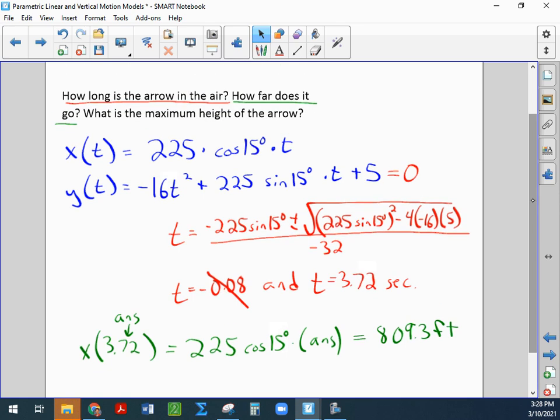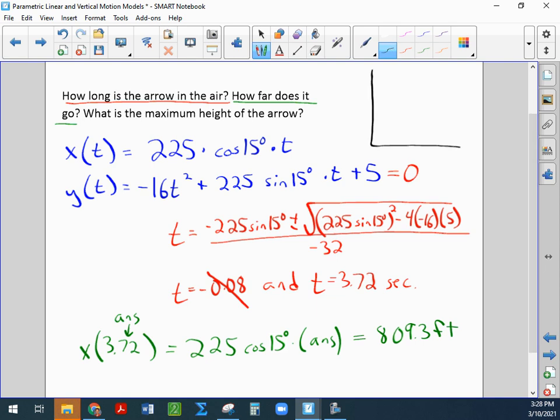What is the maximum height of the arrow? So for the maximum height, keep in mind what we have is a quadratic. What some people do is they'll take where it hit the ground at 3.72 seconds, and they'll say, well, the maximum height is half of that. But that's actually only true if you have a projectile motion that starts at the ground. So if I start at the ground and I come back to the ground, then yes, the vertex will be the exact middle of those 2 points. So half the time.